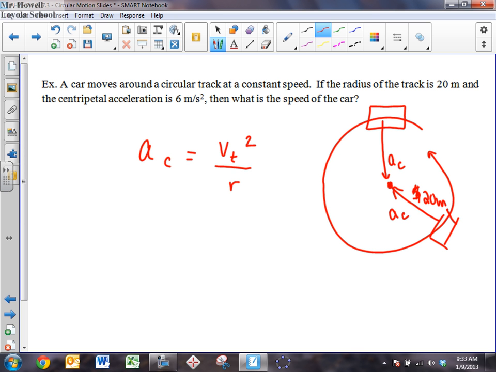Okay? Now, we're looking for the speed in this problem. And it's not going to always say find the tangential speed, even though that's what we're finding. You need to use your intuition and see, okay, this is circular motion. Circular motion has tangential speed. So even though it just says what is the speed of the car, we know right away that because it's in circular motion, we are looking for the tangential speed, Vt.